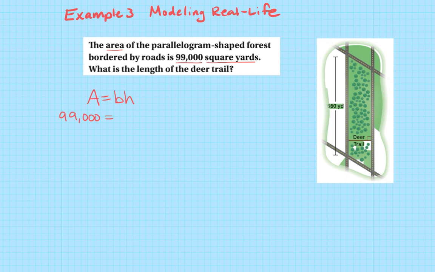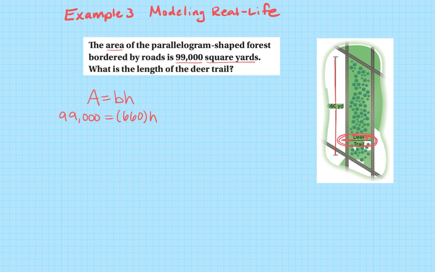Now I have to figure out what I have. I've got this line right here that's signifying my base because I can see that my line intercepts here with my 90-degree angle. And so my base is 660 yards. So 660 times my height. Well, the height is what I'm trying to figure out. That's that deer trail. So I'm just going to leave it as h because I don't know what it is.